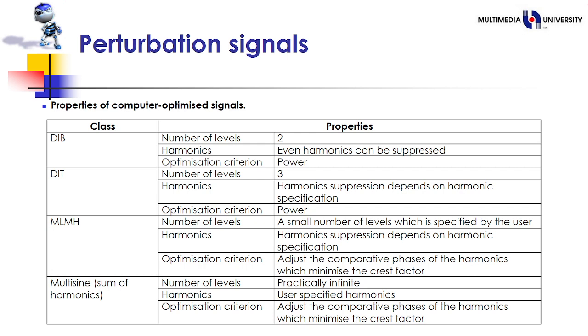Optimization adjusts the comparative phase of the harmonics which minimizes the crest factor. Multi-sine, sum of harmonics, number of levels practically infinite, harmonics the user specified, optimization criterion adjusts the comparative phase of the harmonics which minimizes the crest factor.